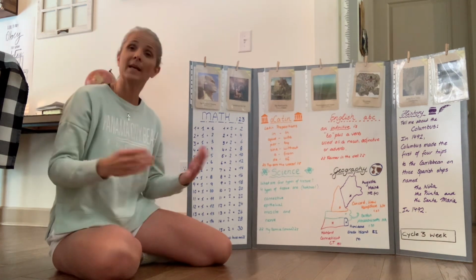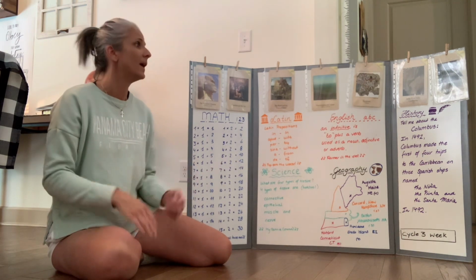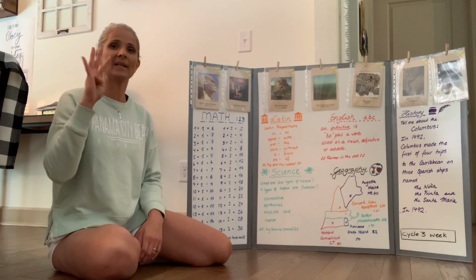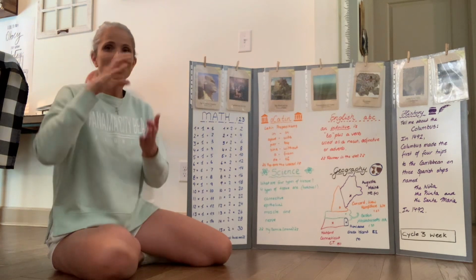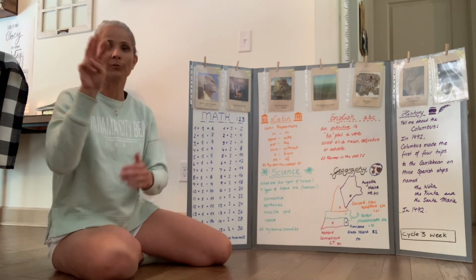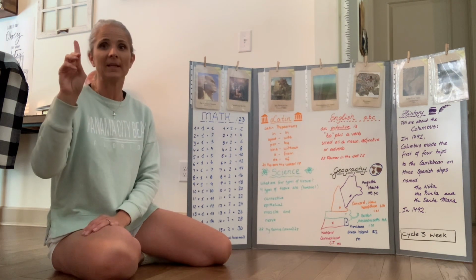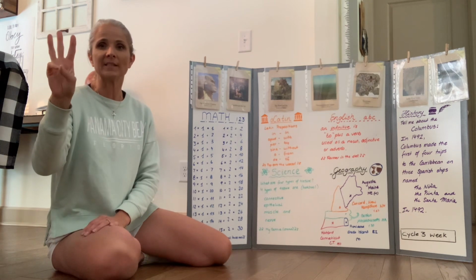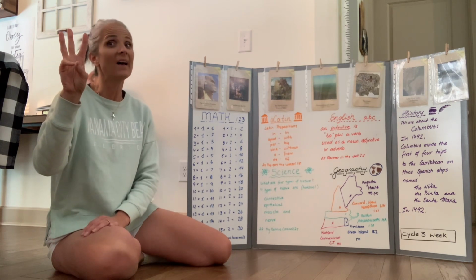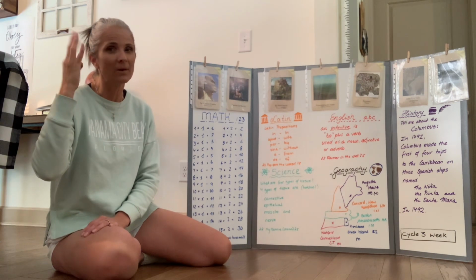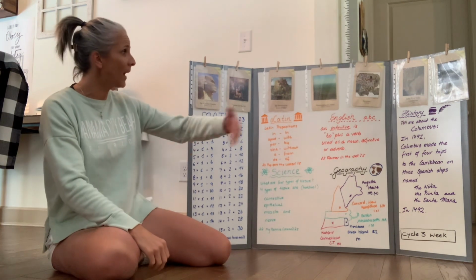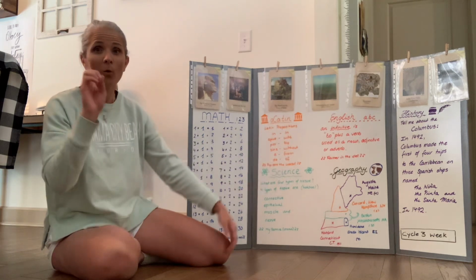It goes like this. Tell me about Columbus. In 1492, Columbus made the first of 4 trips to the Caribbean on 3 Spanish ships named the Nina, the Pinta, and the Santa Maria. In 1492.